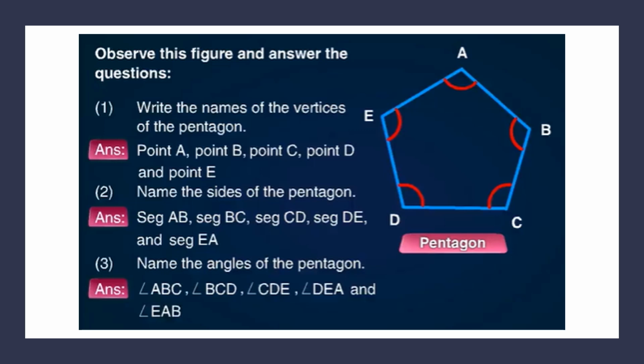Name the sides of the pentagon. Segment AB, segment BC, segment CD, segment DE and segment EA.